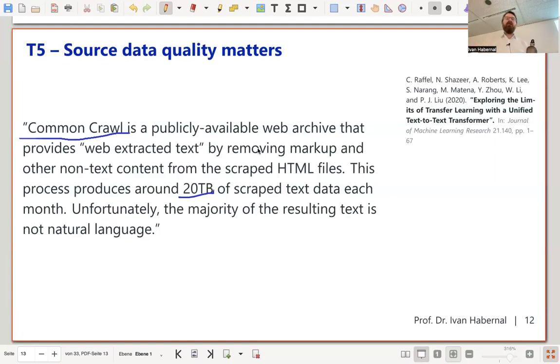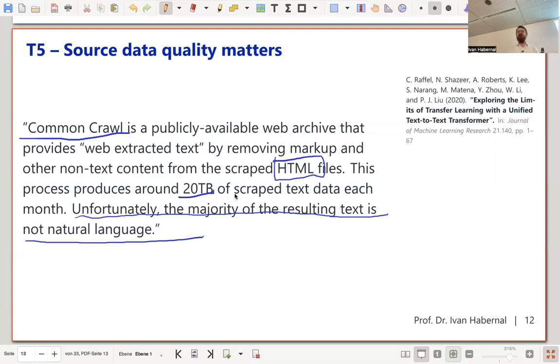It's just big. So what they did is they took this Common Crawl and removed markup and so on. Basically, if you have HTML in, you want the text. How do you do that? There are tools, Beautiful Soup, or some other extraction. The sky's the limit. The problem is the quality of that. Unfortunately, the majority of the resulting text is not natural language. So what is on the internet? If you scrape the internet, what is in there?